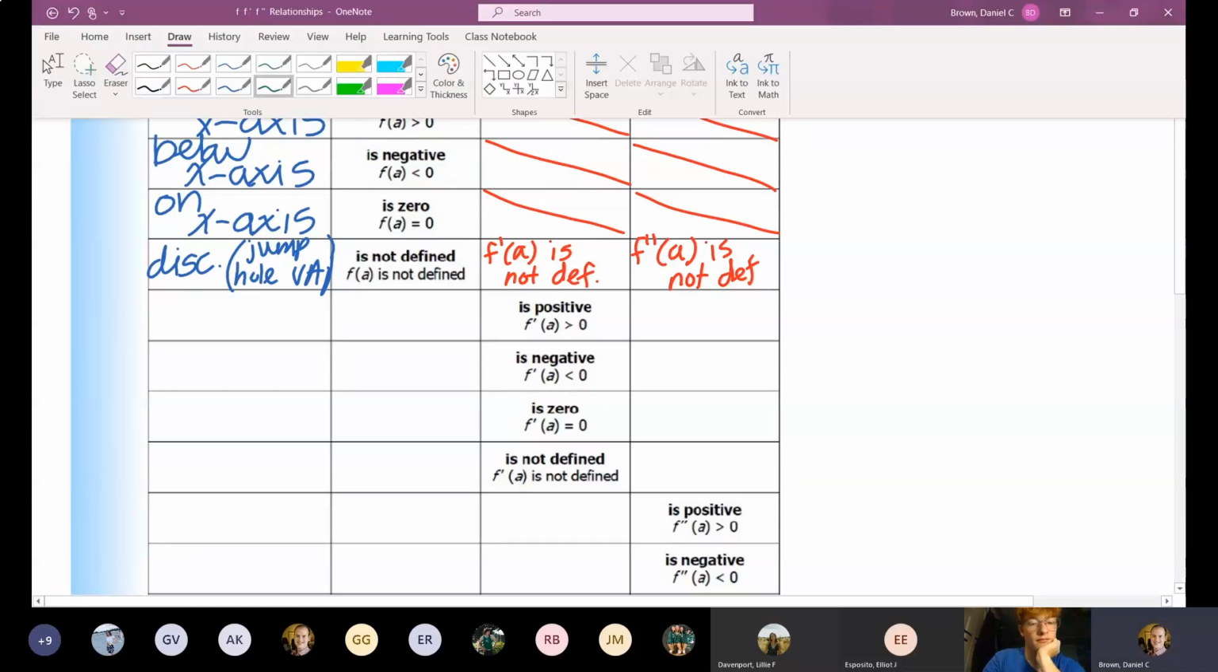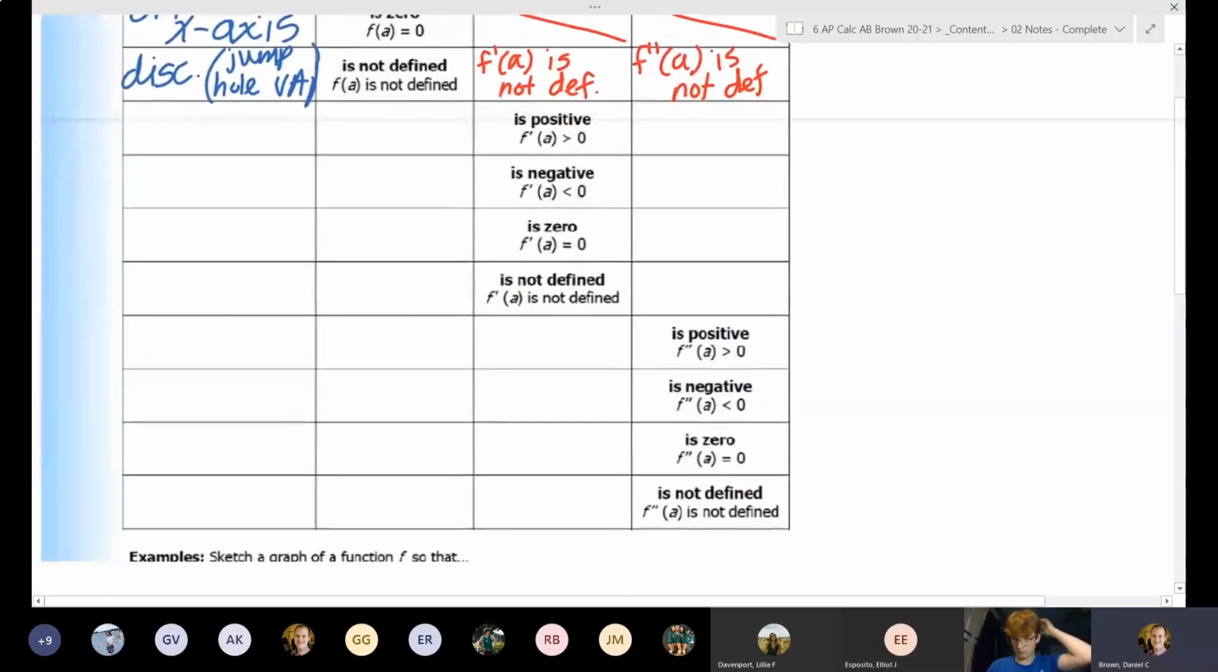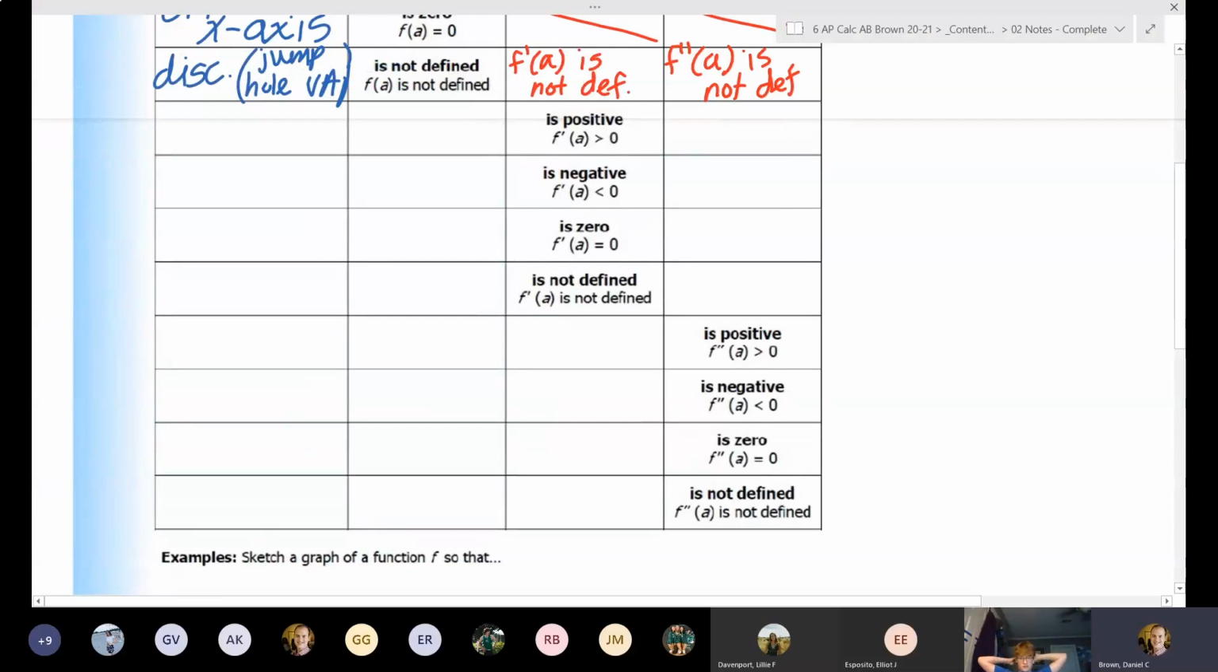Where the calculus is going to come into play is starting with the next 4 sets of rows. And that's when we see f prime is positive, negative, 0, and then not defined. So let's review from yesterday. If I say that f prime of a is positive, what does that mean in terms of your graph at a? If f prime is positive, what's the graph doing? It's increasing. And so we're going to say f is increasing at a.